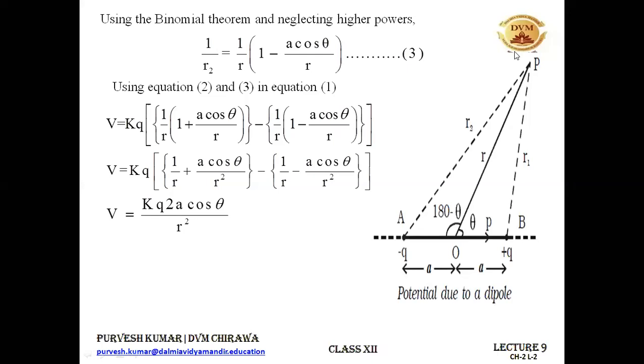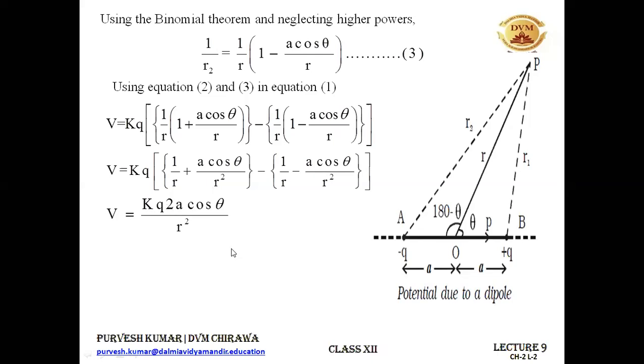This was the expression that we have obtained for the electric potential at point P, and it comes out to be K Q 2A cos theta upon R square. And this term Q into 2A, I have asked you to write it somewhere in your notebook at the start of this presentation. So this Q into 2A is P, that is the electric dipole moment. So I can replace these two terms with P.